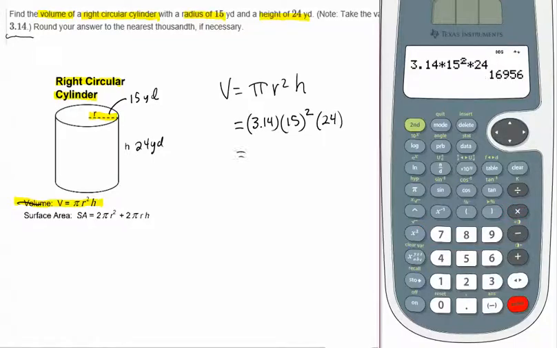And I get 16,956. And since this is in yards, we're taking yards times yards for the radius times yards again for the height. So our label is yards cubed. So the volume of this particular cylinder is 16,956 cubic yards.